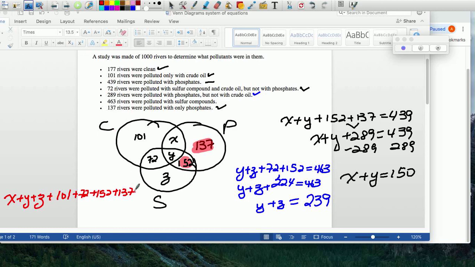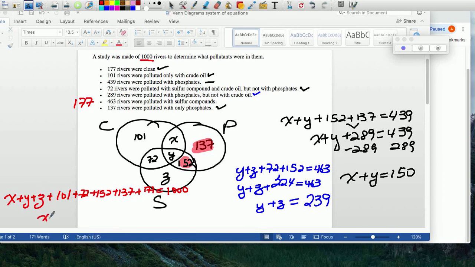And put 137. And don't forget I'm missing the 177. Let me just put the 179 because those also go plus 177. And we know all that equals what? 1,000. Yeah? All these numbers plus the clean rivers should equal 1,000. So I have my third equation. So let me simplify this.